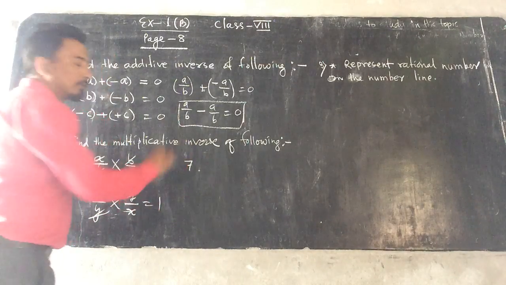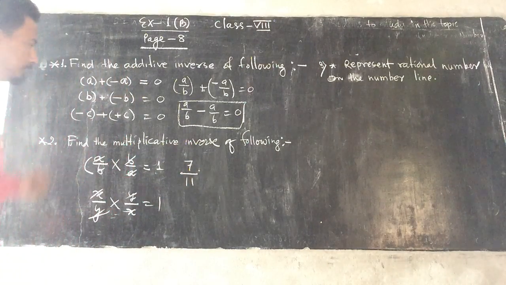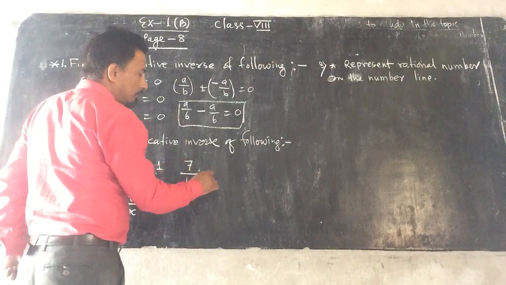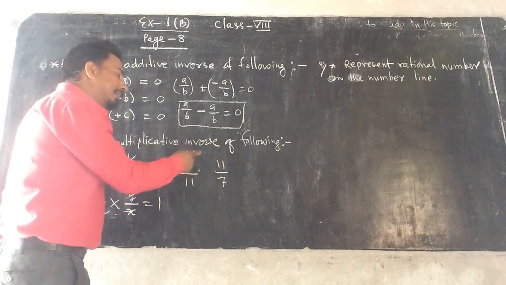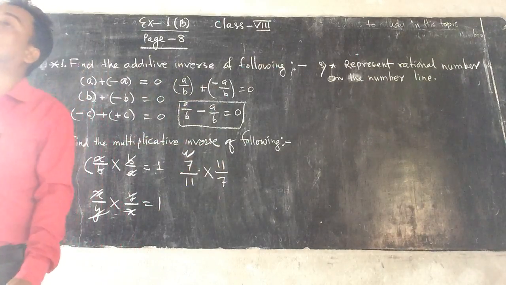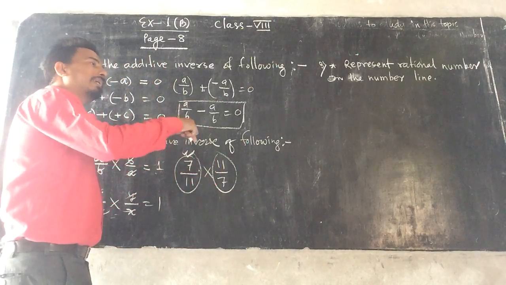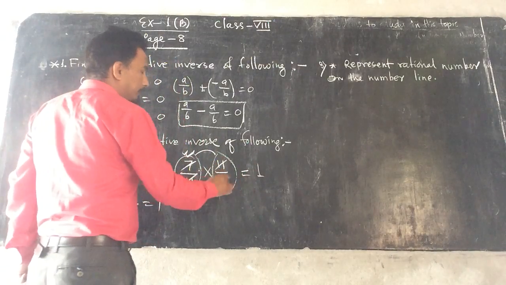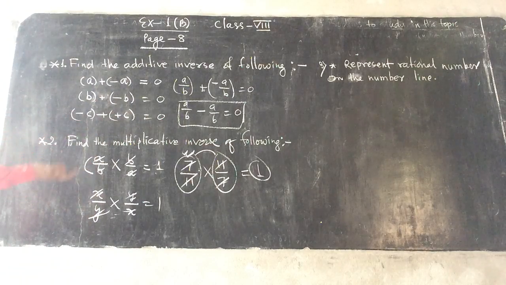Now what is this? 7 by 11. Is it a rational number? Yes, sir. So what is the multiplicative inverse of 7 by 11? 11 by 7. If you multiply any number by its multiplicative inverse, or its reciprocal, remember, you will get the product 1. So 11 cancels, 7 cancels, and the answer is 1. Very simple concept, or very tough? Very simple.